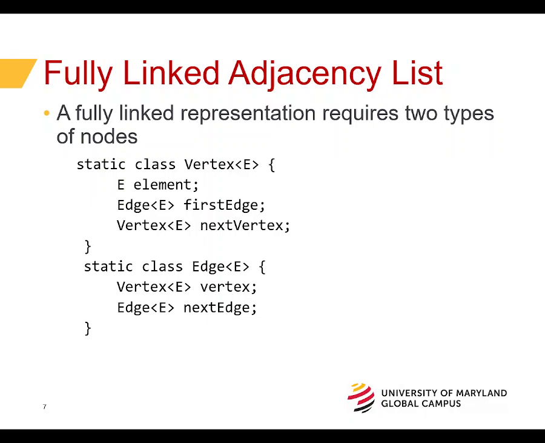So let's consider that most general representation. A fully linked representation requires 2 types of nodes, vertex nodes and edge nodes. The vertex node would contain the name of the vertex, plus a link to the first edge node and a link to the next vertex node. The edge node would contain a link to the vertex node that represents the ending vertex and a link to the next edge in the adjacency list.